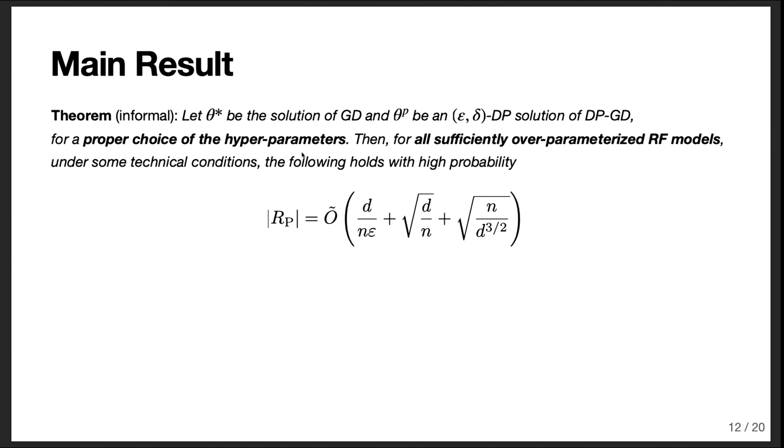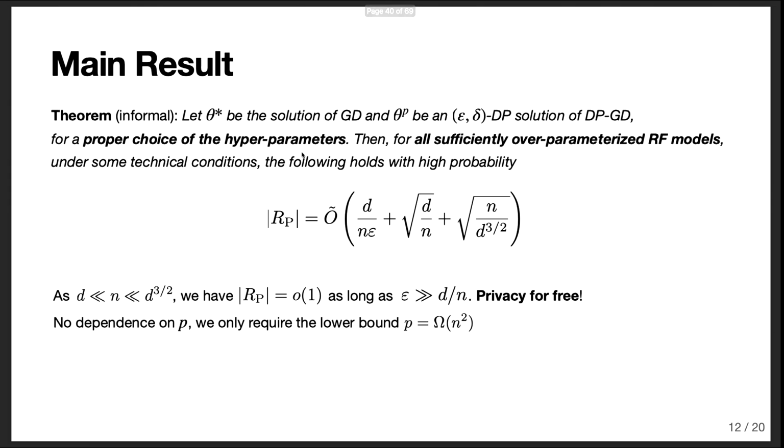This is a bit nasty, but imagine to have epsilon equal to 1, and n just much larger than d, so let's say d to the 1.1. This goes to 0. This vanishes. This means that in some regime, in particular when n is between d and d to the 3 divided by 2, and when epsilon is sufficiently large, so you're not asking for insane level of privacy, you can actually achieve privacy for free. There is no dependence on p.